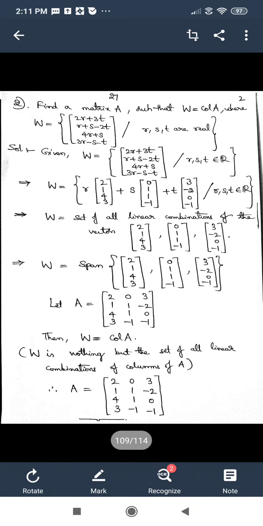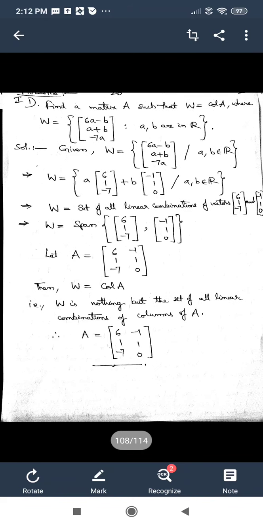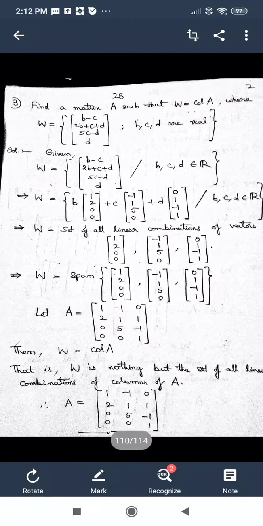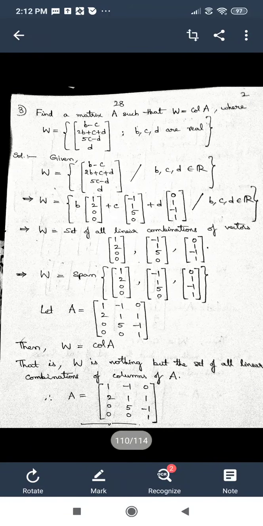We have solved two problems based on the column space of a matrix under the first model, which we have taken as Roman 1 model. Two problems we have solved, and now let us see the third problem in Roman 1, which is the model 1 in the problems of column space of a matrix.